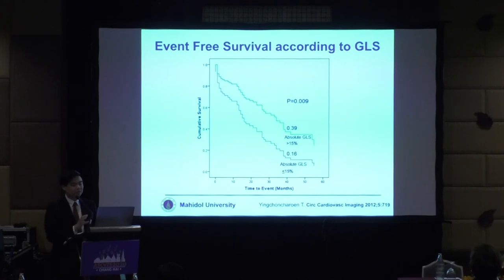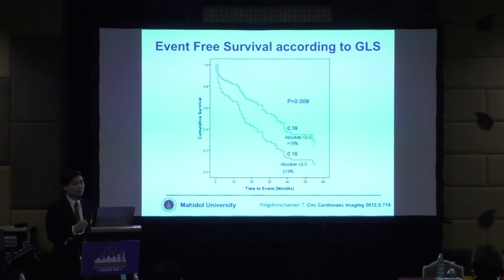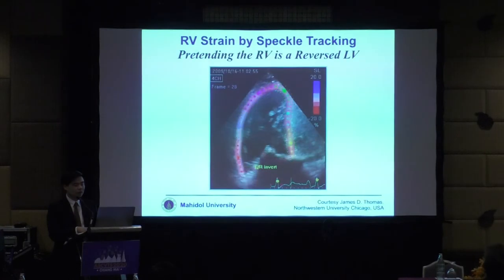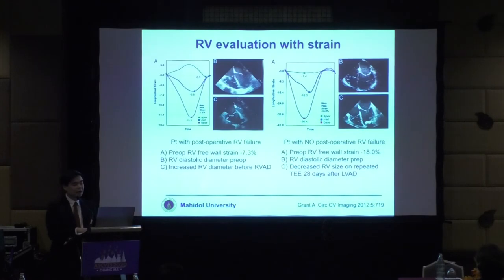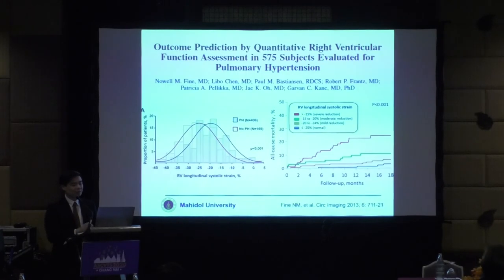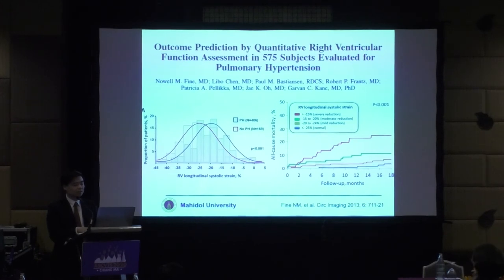And an absolute strain of 15 is a good cutoff to identify whether the patient is going to have better survival or not in this setting. Also, our group had RV strain imaging for patients undergoing LVAD, and that is a good predictor as well as a pre-evaluation of the RV function for LVAD transplant, as well as the prediction of pulmonary hypertension patients who may have RV dysfunction at a very early stage. And the RV strain has been shown to be useful.